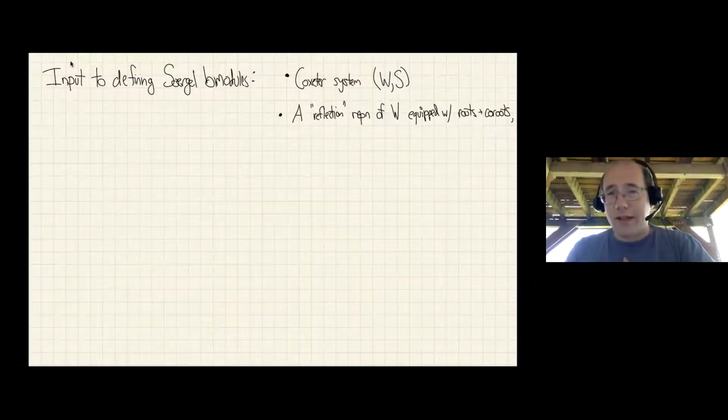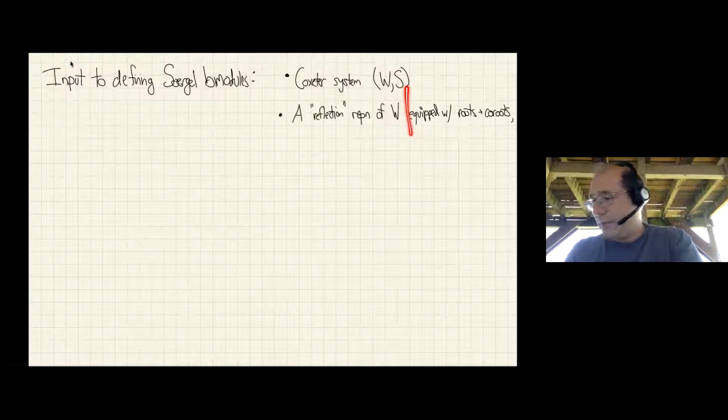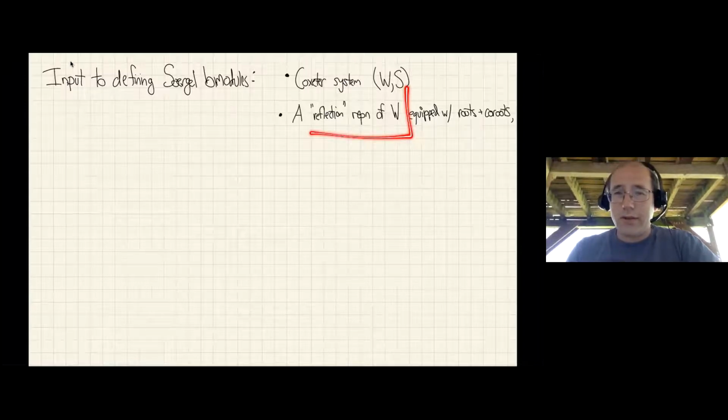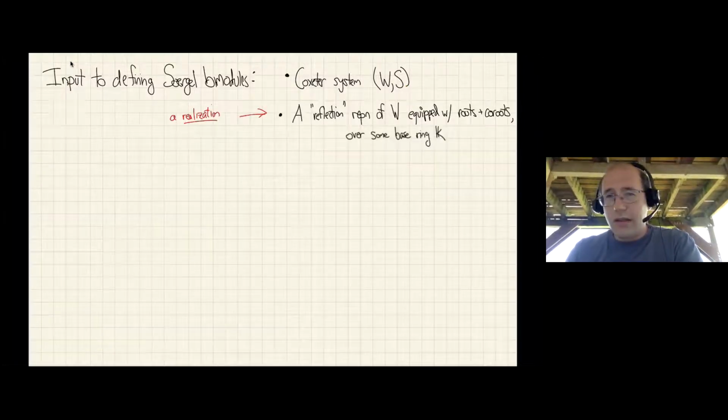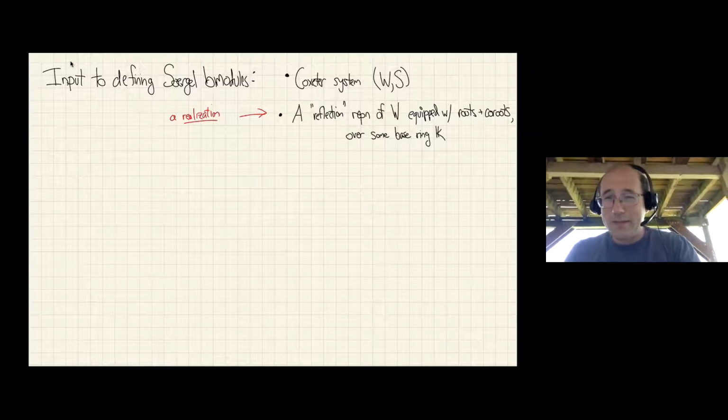So the input to defining Zergel bimodules and singular Zergel bimodules is a Coxeter system and a choice of reflection representation of that Coxeter system. I guess you don't really need to equip it with roots and co-roots, but if you equip it with roots and co-roots, you have what we like to call a realization. And I'll mention that realizations can be defined over any commutative domain K. So a field of finite characteristic or a field of characteristic zero. The choice of K will be somewhat interesting in this talk. But so this is what we call a realization. It's just a Coxeter system with something that's like its reflection representation, like a Weil group acting on the Cartan.